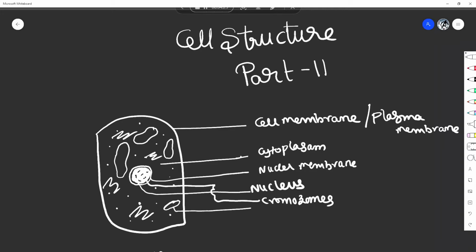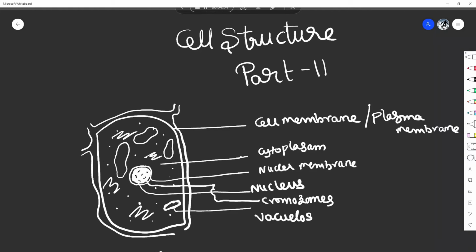You can also see some void-like spaces in the cytoplasm. These are called vacuoles. These are just gap-like things present in the cell. These are the main parts of the cell. And for plants, you will have an additional covering or protective material around the cell membrane. This additional protective layer is called the cell wall.